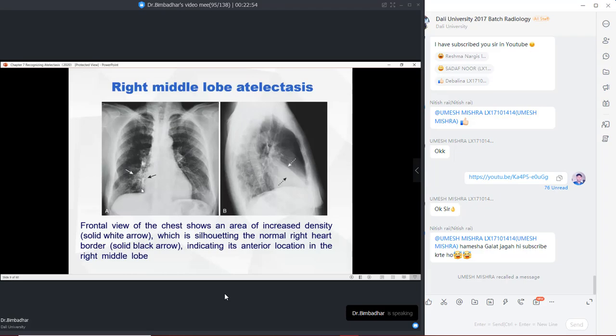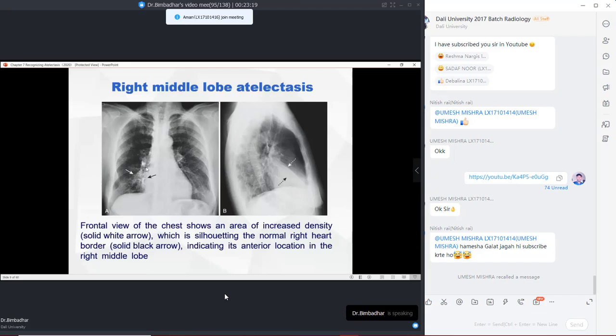Did you understand this? This one is called the Silhouette sign. So I am using the knowledge of the Silhouette sign to observe and make a diagnosis. Since the right heart border is blurred here, the problem is present down inside the middle lobe. Okay, right middle lobe.